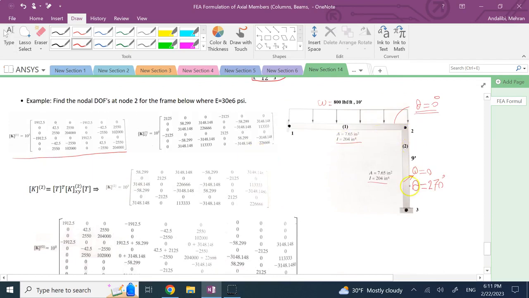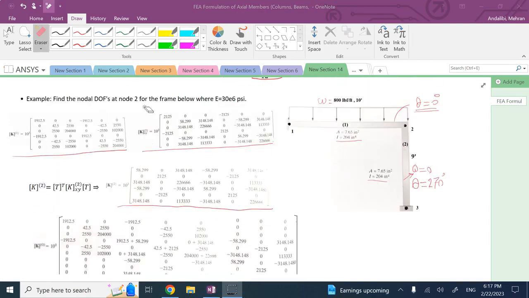For element 2, T is not going to be an identity matrix. So the K local and the K global are not exactly similar, as you can see. Then you join them together and you get your 9 by 9 global matrix for the entire frame.